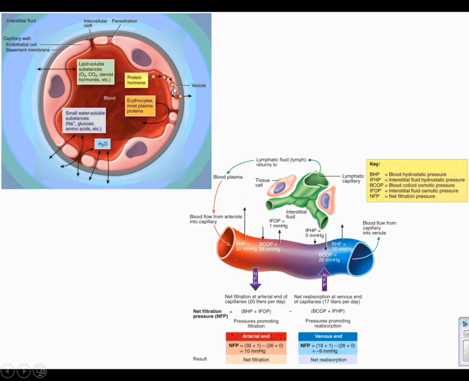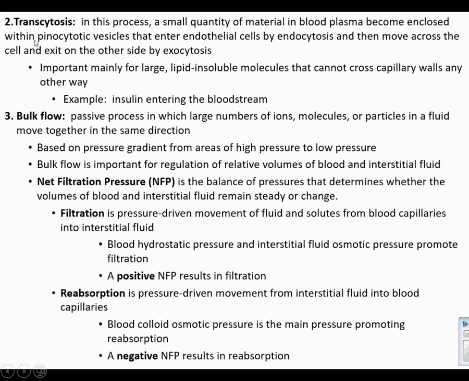And then exocytosis on the other side, where the substance is being spit out. It's basically just the reverse of endocytosis. If you remember, the prefix trans means across or through. So transcytosis is where we're pushing something through the cell, both by endo and exocytosis. It's important mainly for large lipid-insoluble molecules that cannot cross the capillary wall any other way, like insulin as it enters our bloodstream.